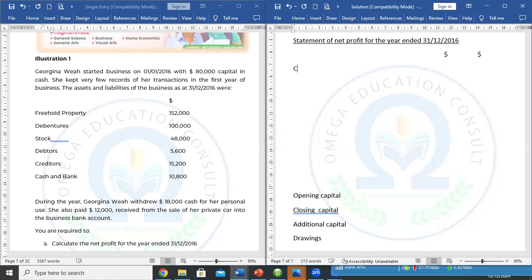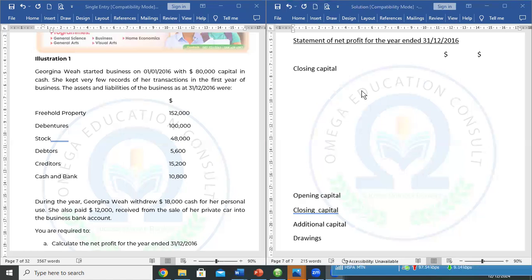So closing capital. Let's check. Where is our closing capital in this question? And where is our opening capital, additional capital and drawings? I'll call one of you and then you pick whichever one you want to provide for us. So we are looking for these 4 items in the question to be able to prepare our statement of net profit. Dear professors, you put up your hand, I call you, and you can give us any of the information you have seen.